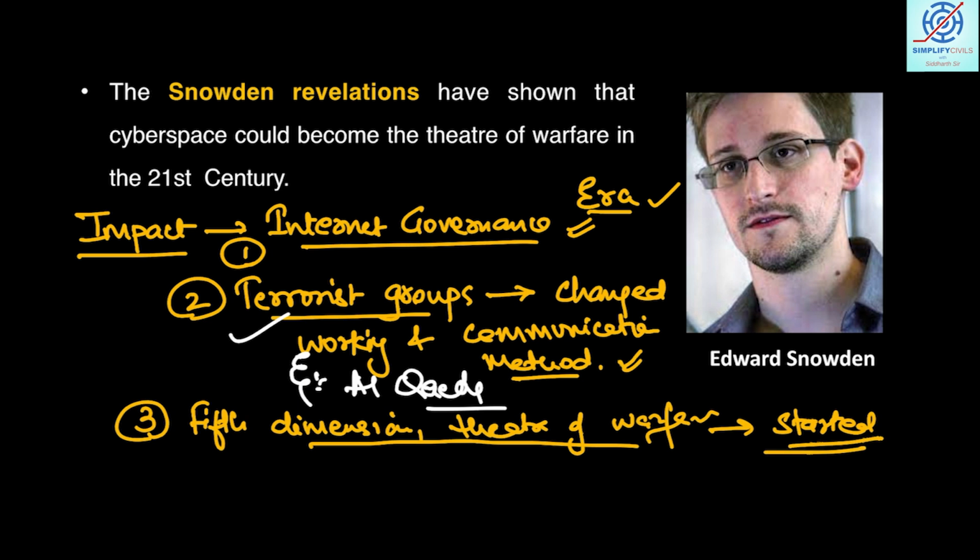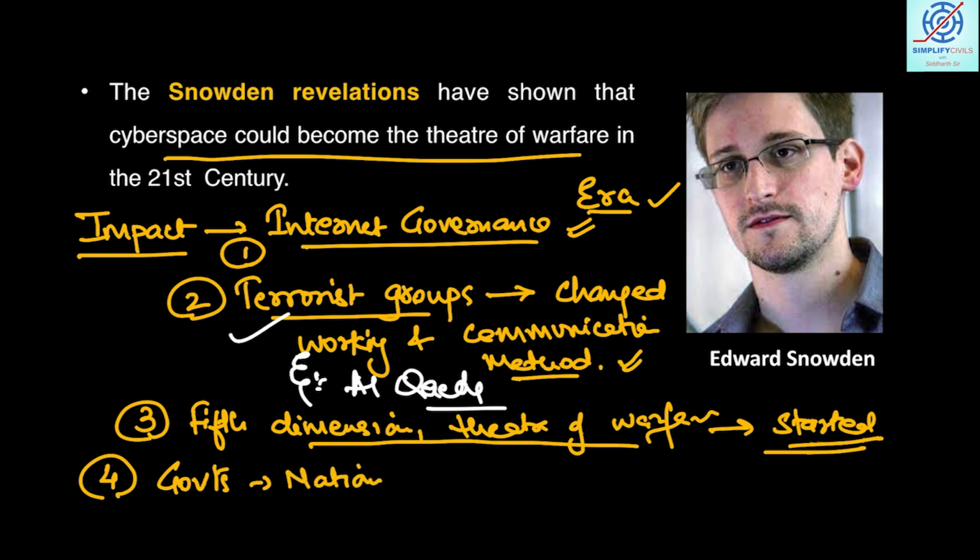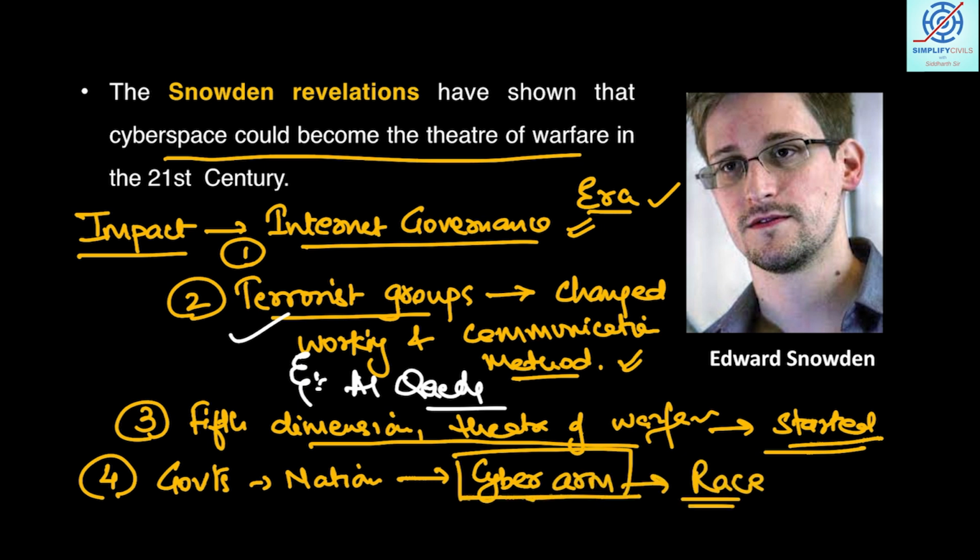Earlier, the war used to happen on land, and then it started in water, and then air, and then fourth is space. Now the fifth dimension of the theater of war is basically the cyber world and cyberspace. And because of these revelations, as I've already told you, governments and nations are now in a cyber arms race.